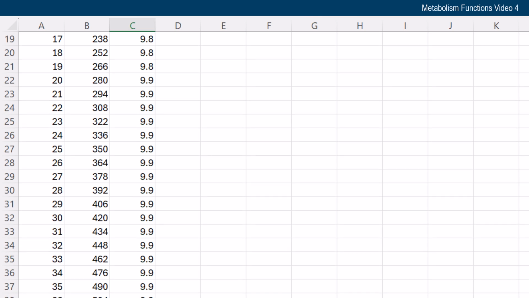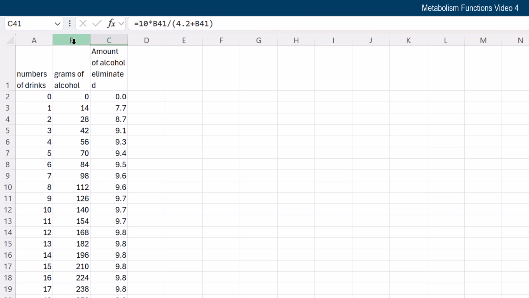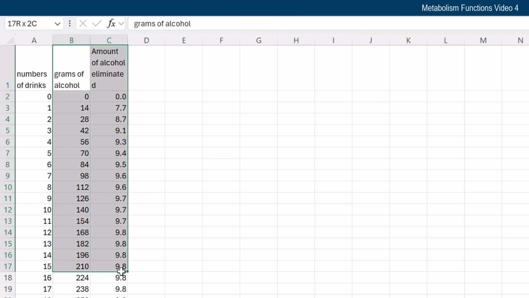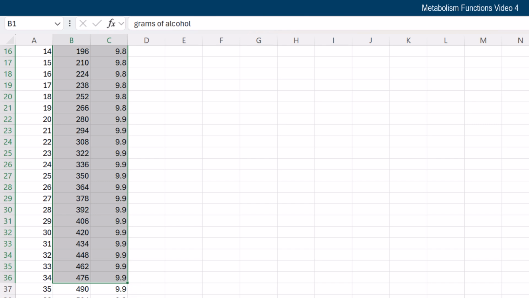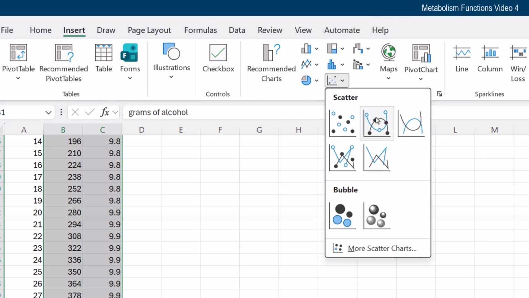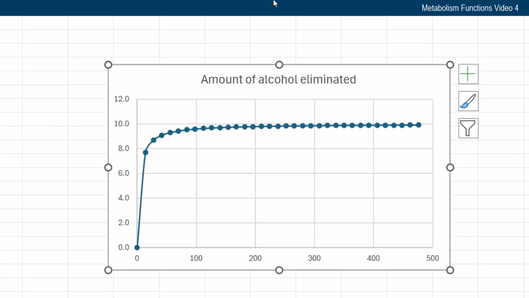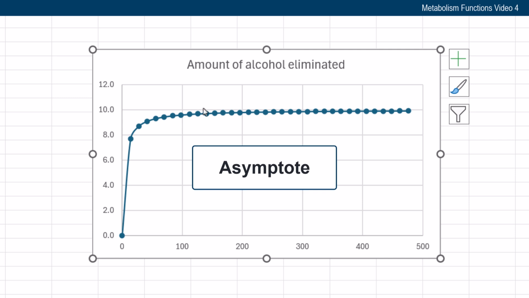So if we go to graph this, I'm going to go ahead and graph just the last 2 columns here. And it doesn't matter exactly where you stop. I stopped at about 34 drinks. I'm going to insert the graph. And what I really want you to notice on this graph is that it is increasing, but there's this limit. So this right here is what we call an asymptote. So our function has a limit.